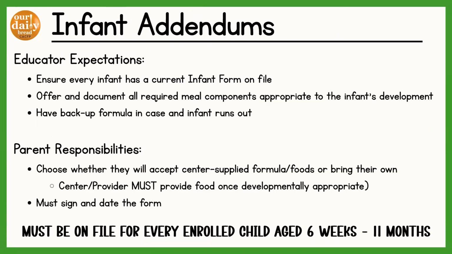Parents need to fill this form out, and we always recommend they choose what we call the middle option. It states that the parent will provide the breast milk and iron fortified infant formula, and then the center will provide additional food once that infant is developmentally ready. This covers that infant from 6 weeks through 11 months. So there never has to be any updates, because we know that the parent will cover the breast milk and iron fortified formula. And then once they're ready for solids, the educator will start providing those foods.